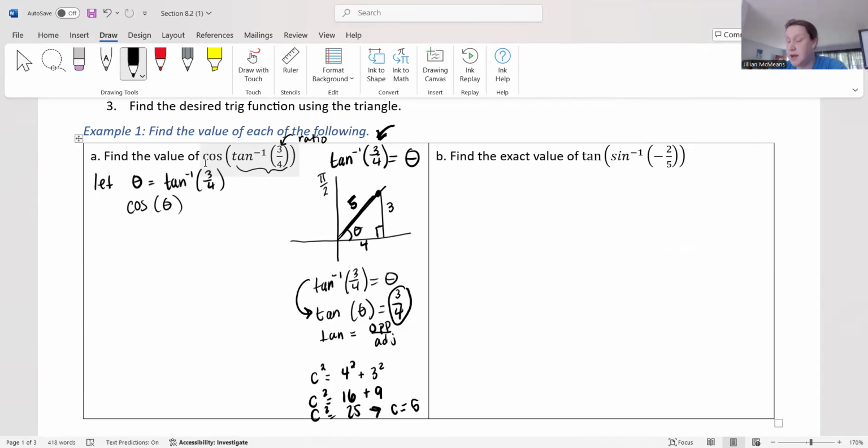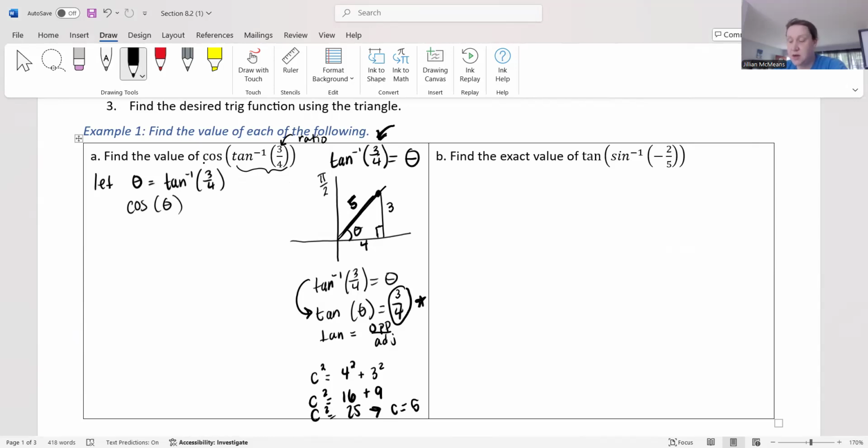The side adjacent to that has to be 4 because of this right here. We know that tangent is opposite over adjacent, and so we had tangent equaling 3/4. We use the Pythagorean theorem to find our missing side, which is 5. And now using this triangle right here, we have enough information to figure out what cosine of theta is.